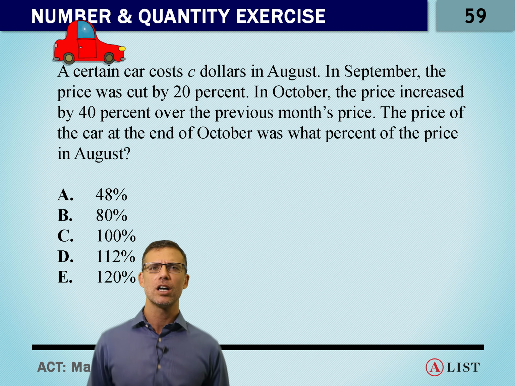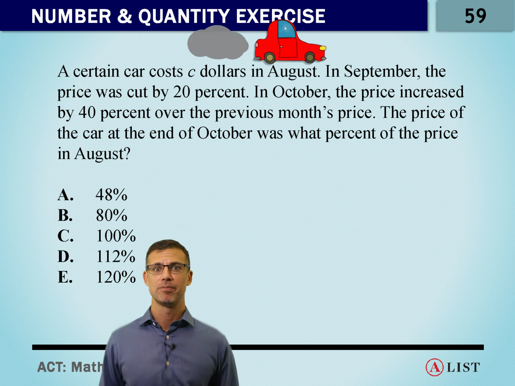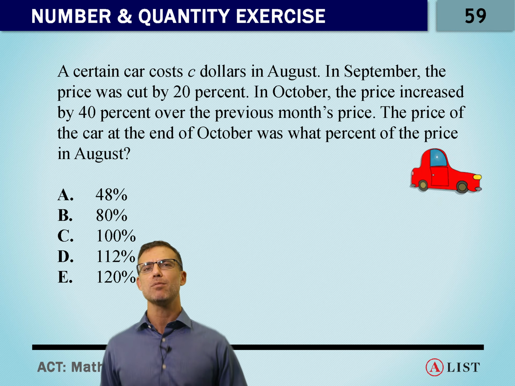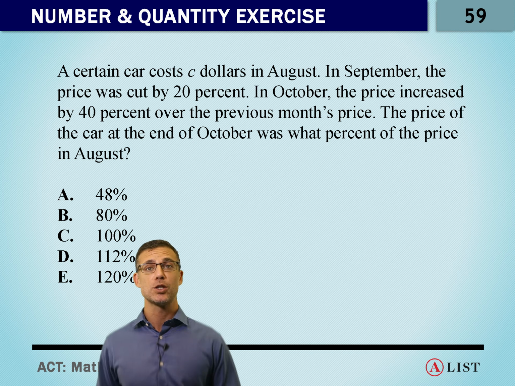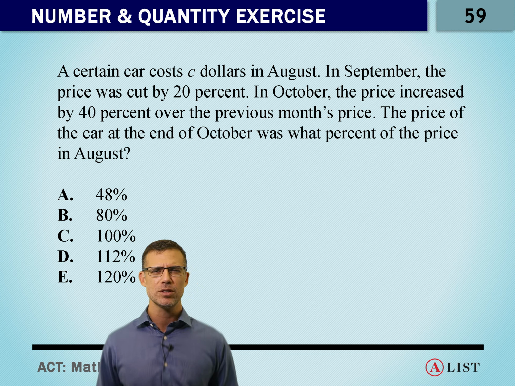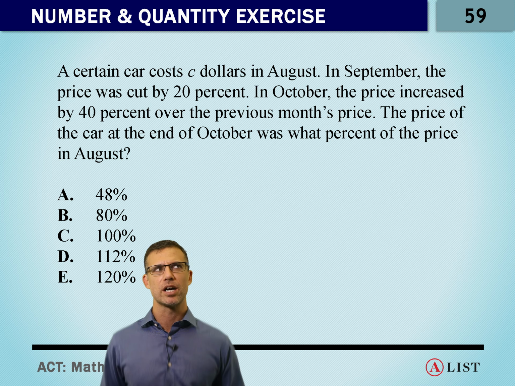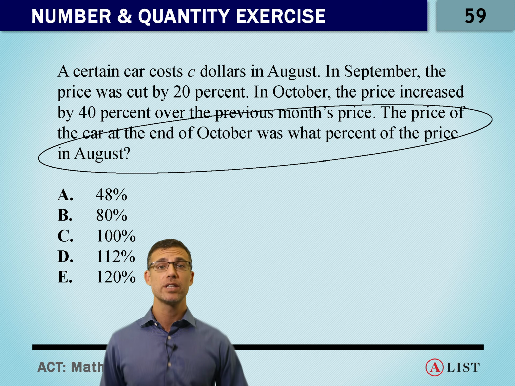A certain car costs C dollars in August. My antennas are up. I see a variable. In September, the price is cut by 20%. In October, the price is increased by 40% over the previous month's price. Are you confused? I'm a little confused too. Let's keep going. The price of the car at the end of October was what percent of the price in August?